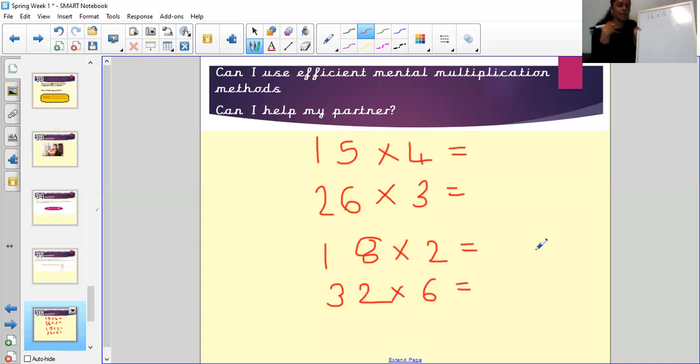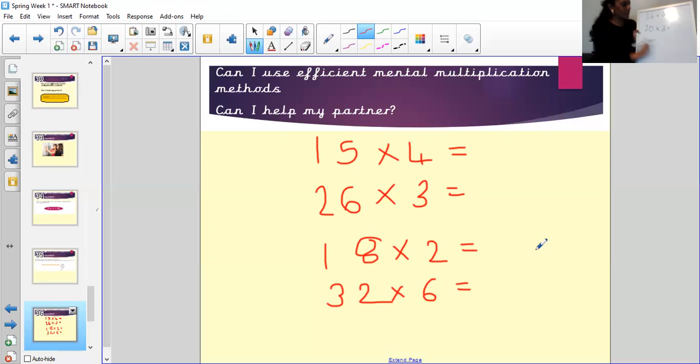When I say it like that, it makes it very clear how many are in each. So how many 10s and how many 1s? I've got 2 10s in 26, which makes 20. So 2 10s is 20. So 20 times 3 is the first thing that I'm going to do.